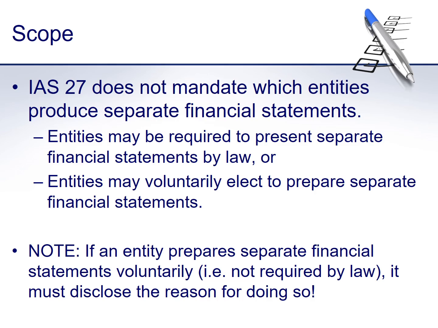The standard doesn't explain which entities must present consolidated financial statements. That's left up to each jurisdiction. So different companies' act requirements in different countries might specify that investors must prepare both consolidated and separate financial statements. An entity can also opt to present separate financial statements voluntarily if there's no legislative or legal requirement to do so. But if it does prepare separate financial statements where there's no legal requirement to do so, it must disclose the reasons for doing so.